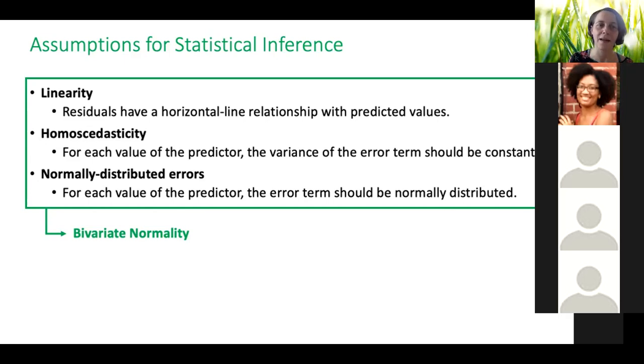And finally, your errors, your residuals, should be normally distributed, right? I use the term error and residual interchangeably. You can call it one way or the other, right? Residual, error, same thing. That means, again, for each value of the predictor, the error term should follow a normal distribution. The mean should be 0, and the standard deviation should be the same, right? So these are the assumptions. Okay.